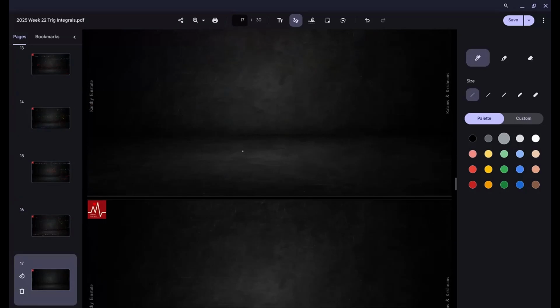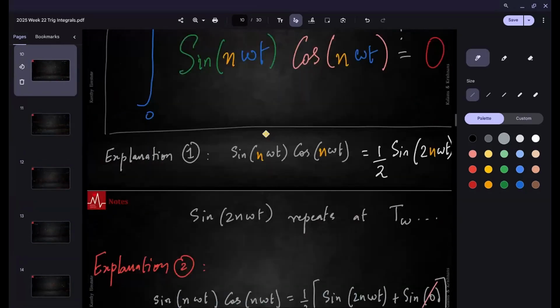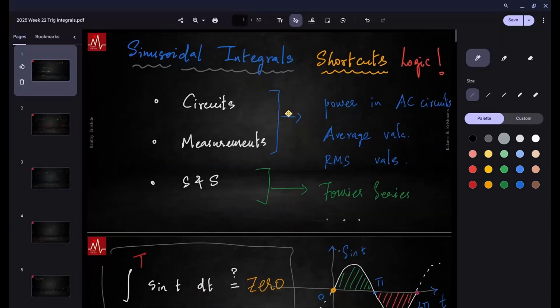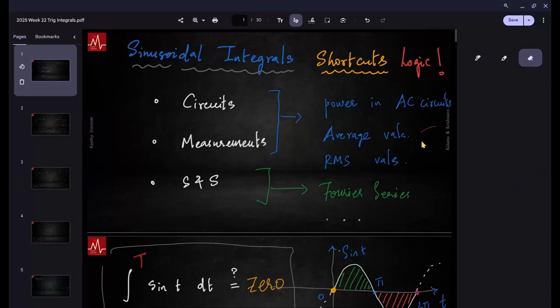And yeah, so next class we'll apply this. We'll apply this to a couple of places. So we'll apply this to average values, RMS values. If possible, time permitting, we'll also apply this to Fourier series. Okay, that is the objective. For now, let's stop. Any other questions?